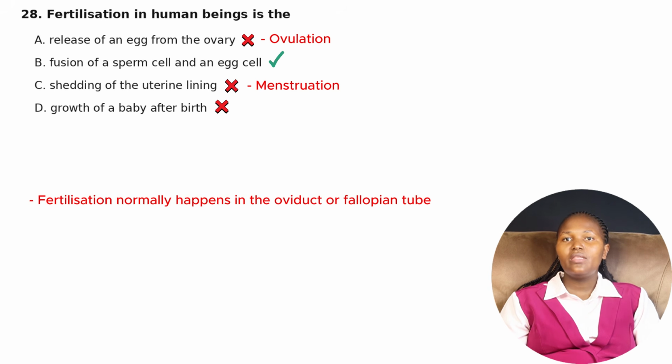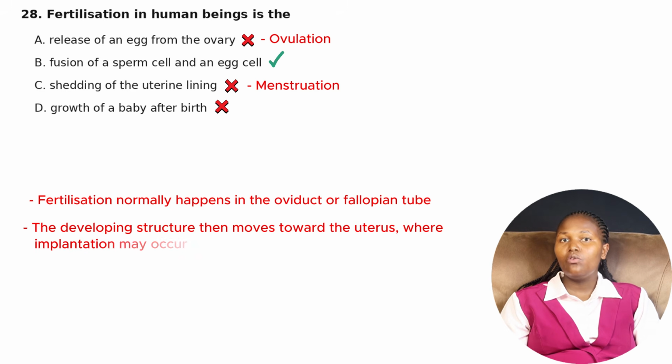Now, some of the things you are supposed to understand in this topic is that in humans, fertilization normally happens in the oviduct or the fallopian tube. Then the developing structure moves towards the uterus, where implantation may occur. You are supposed to focus on the process and sequence rather than the detailed hormonal control, because that is what is taught at this level. And for your exams, whenever you see a sperm plus an egg joining, that is fertilization. You are supposed to choose fertilization. When you see attachment to the uterine lining, choose implantation.